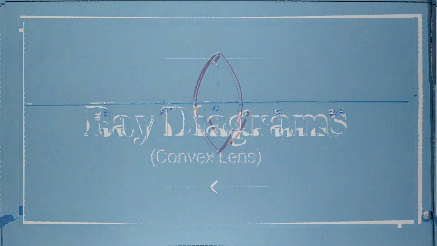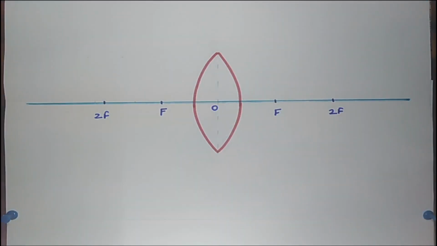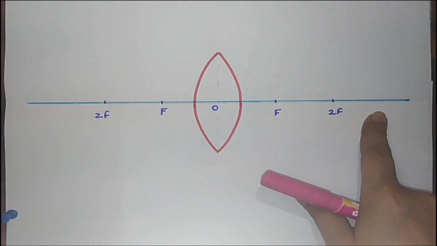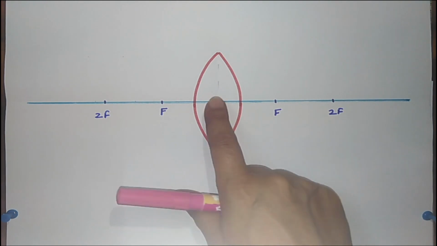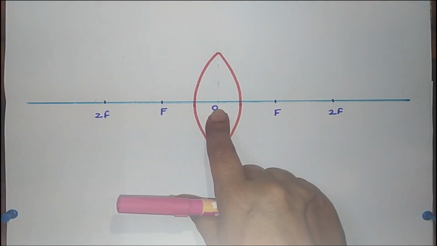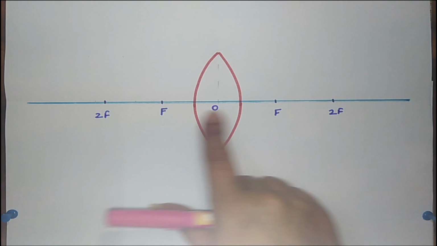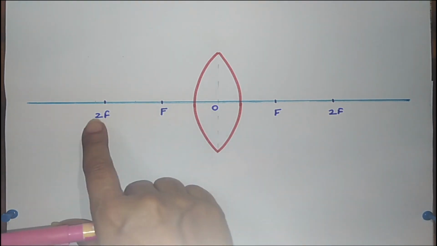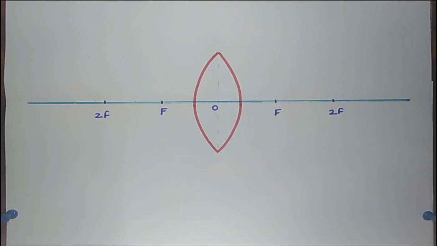Hello everyone. In today's video, I will be discussing the ray diagrams for a convex lens. For this, I have taken a sheet. Then you need to draw the principal axis of the convex lens, the center of the lens as the optical center, and mark the points F and 2F on both sides of the lens.